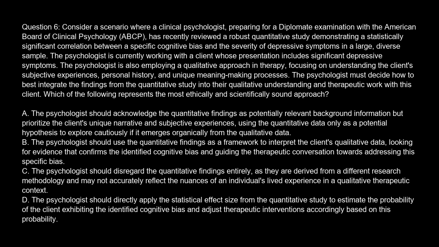Option C. The psychologist should disregard the quantitative findings entirely, as they are derived from a different research methodology and may not accurately reflect the nuances of an individual's lived experience in a qualitative therapeutic context. Option D. The psychologist should directly apply the statistical effect size from the quantitative study to estimate the probability of the client exhibiting the identified cognitive bias and adjust therapeutic interventions accordingly based on this probability.